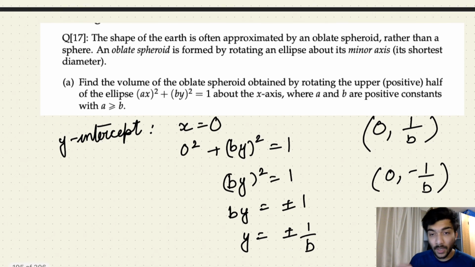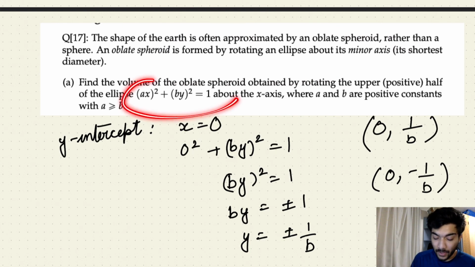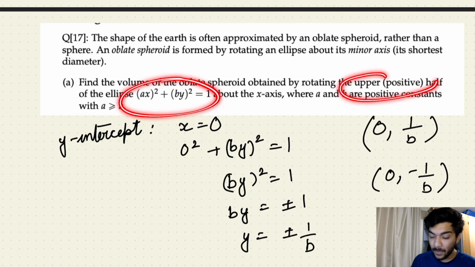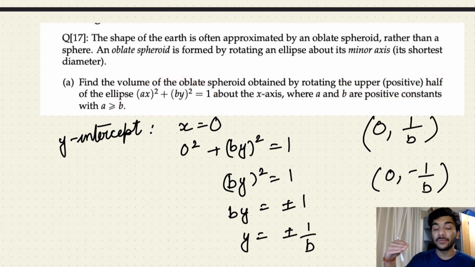So I'll give a basic idea about the question. The question was about the volume calculation of an oblate spheroid, which is formed by rotating the upper part of an ellipse around the x-axis. We were given this elliptical equation, and we had to first sketch the graph of this ellipse and then rotate the upper half of the ellipse, the positive half, the part above the x-axis. So that is what we did.